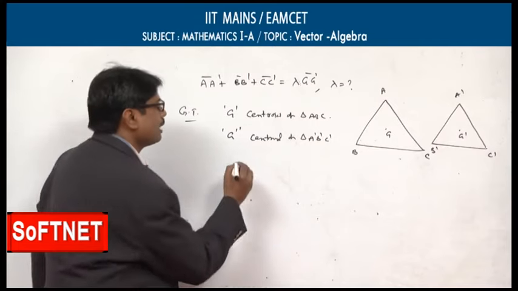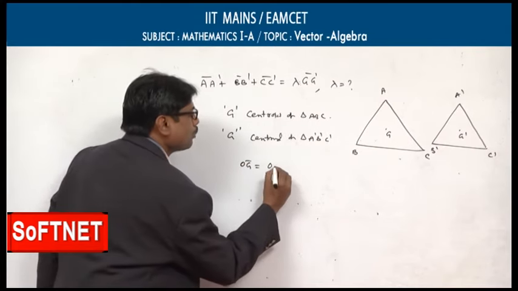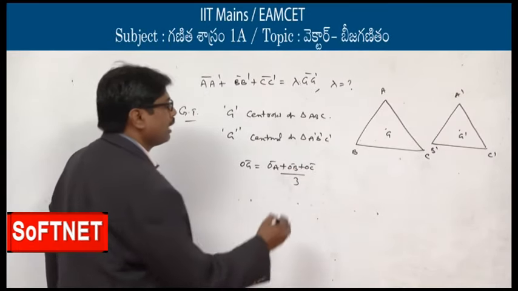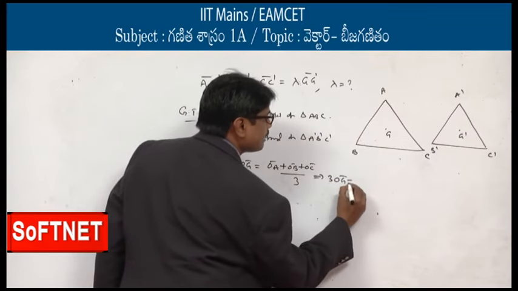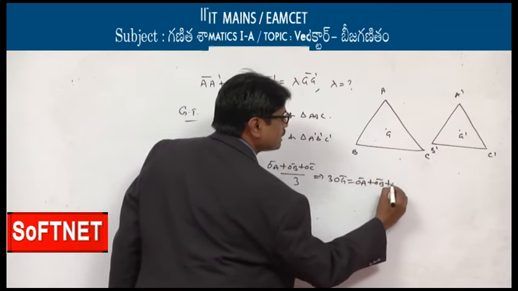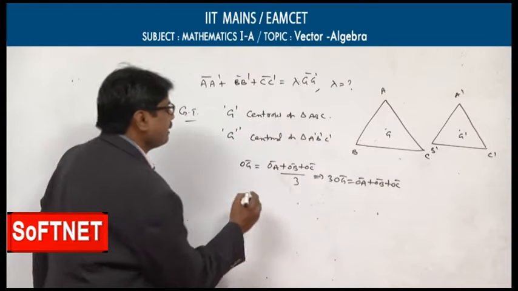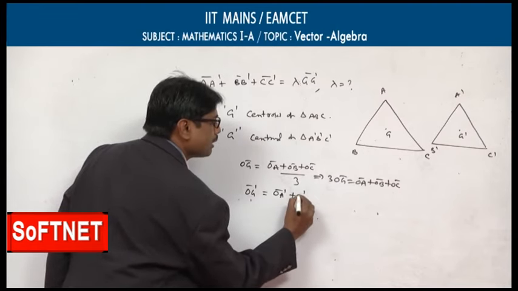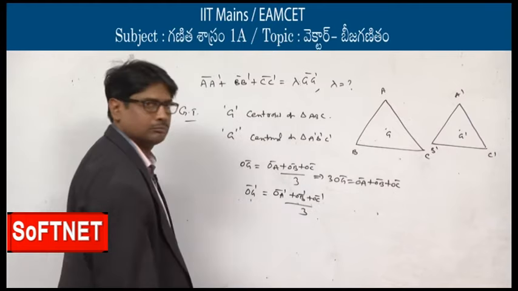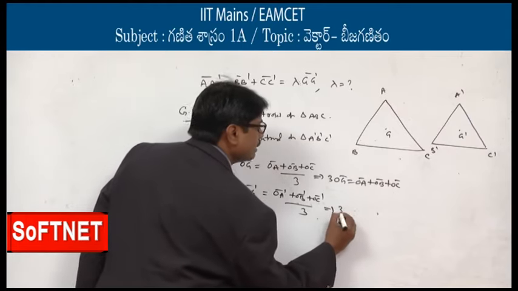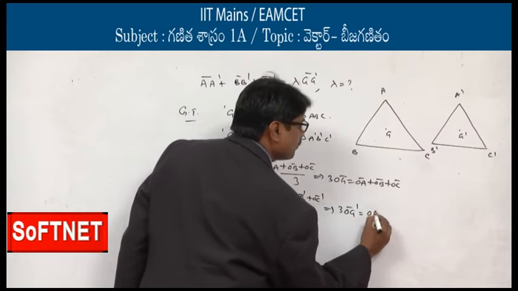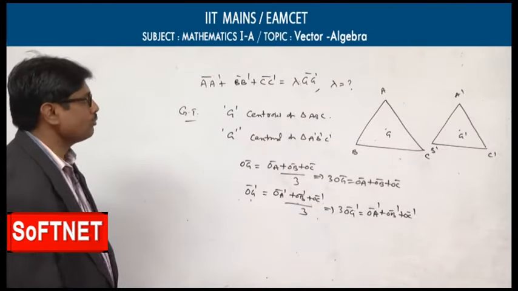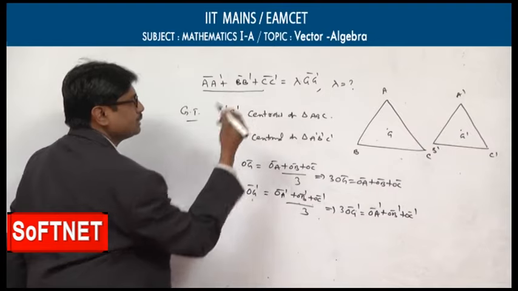According to the centroid formula, OG bar is equal to OA bar plus OB bar plus OC bar divided by 3. Just now we did proof. And this leads to 3 times of OG bar is equal to OA bar plus OB bar plus OC bar. Put aside. Second triangle: OG dash bar is equal to OA dash bar plus OB dash bar plus OC dash bar divided by 3. And moreover, on cross multiplication, 3 times of OG dash will be equal to OA dash bar plus OB dash bar plus OC dash bar. Put aside.